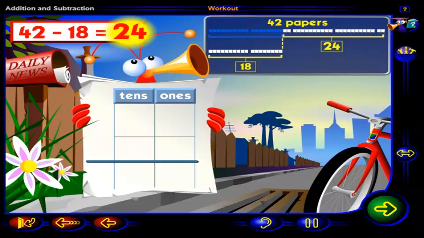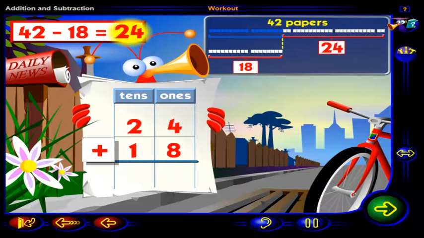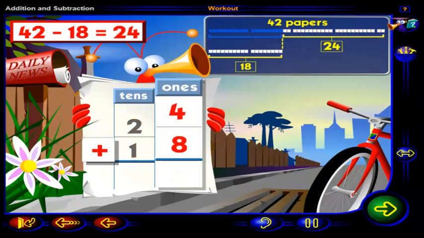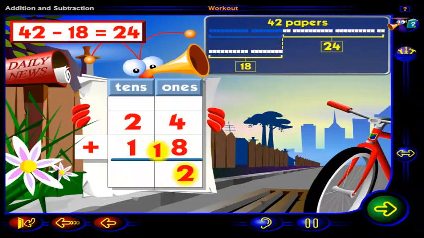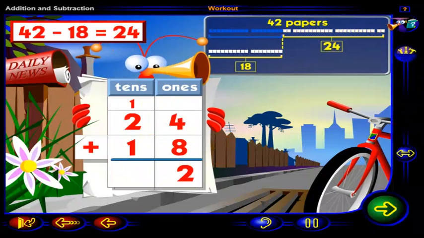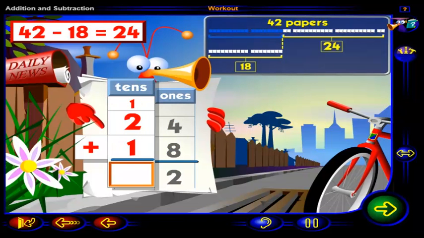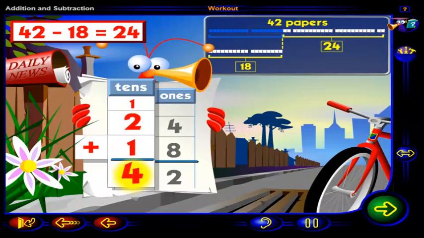To make sure that this difference is correct, let's add 24 and 18 and see if you get 42. Starting with the ones, 4 plus 8 equals 12. You can regroup 12 ones as 1 10 and 2 ones. What is the sum of the digits in the tens place? Type in a number here, then click OK. That's right. The sum of these digits is 4.